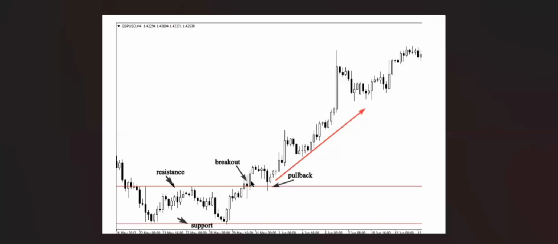So if we have a ranging market, of course, bear in mind that there is also going to be a phase where price will break out of the zone. The breakouts and pullbacks are what give you a good entry point to join either the buyers or sellers, confirming those who are in control.